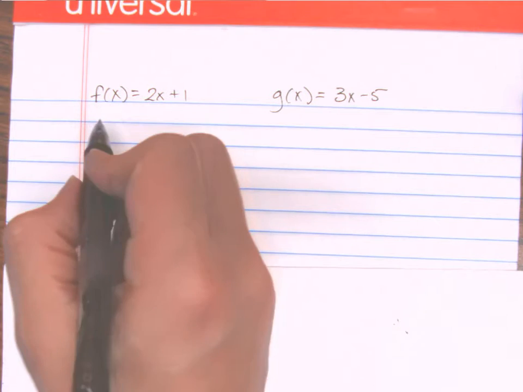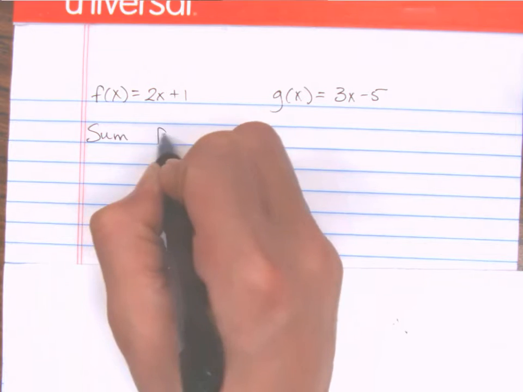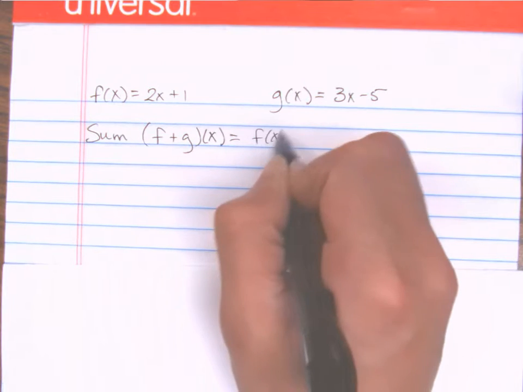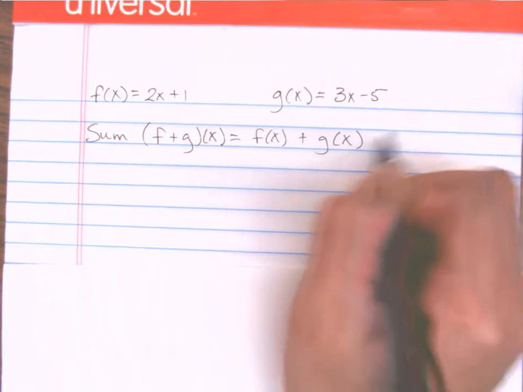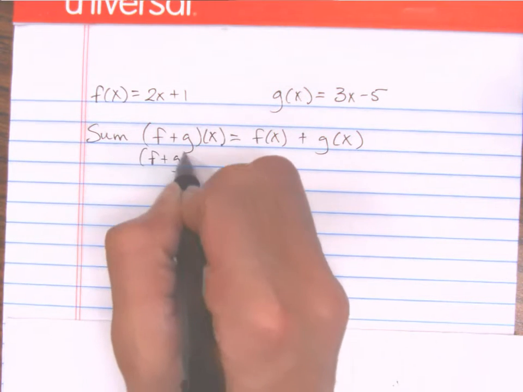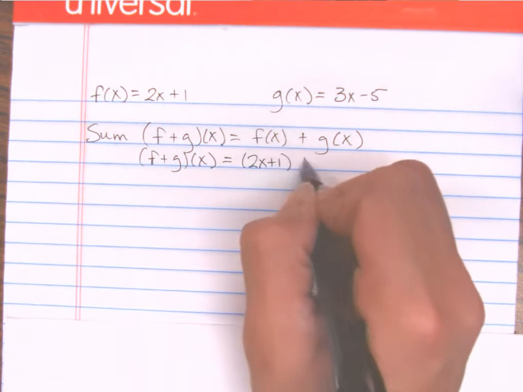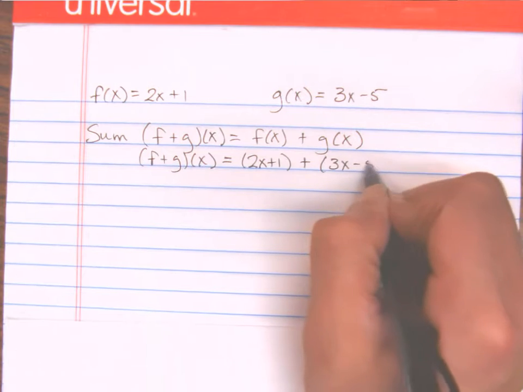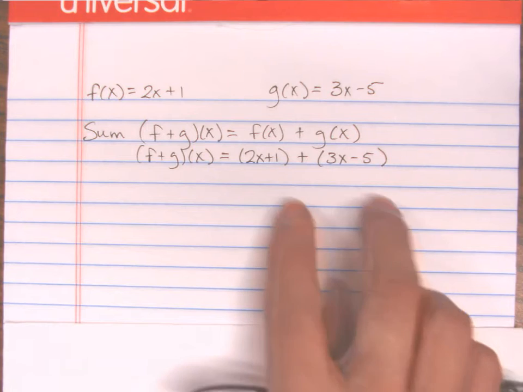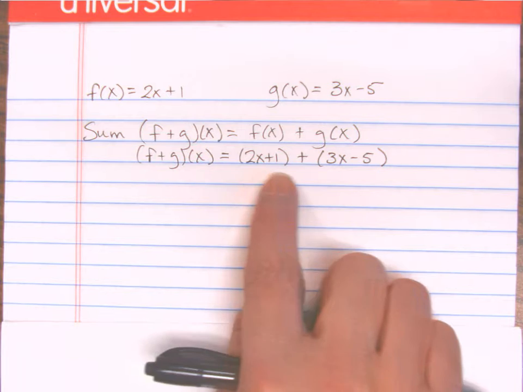Okay, so the sum. We said that f plus g of x is equal to f of x plus g of x. Okay, so f plus g of x equals (2x plus 1) plus (3x minus 5). Okay, I went ahead and plugged my equations in for my function notation, but you'll notice I put them both in parentheses.